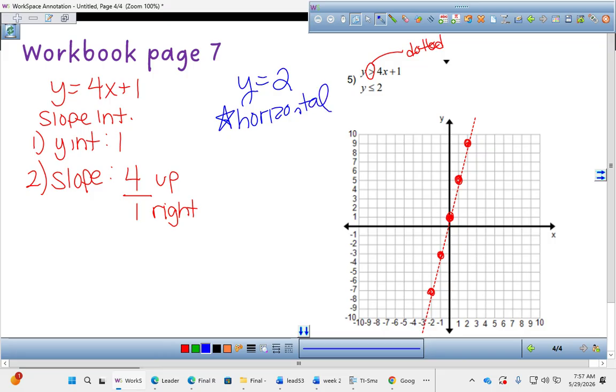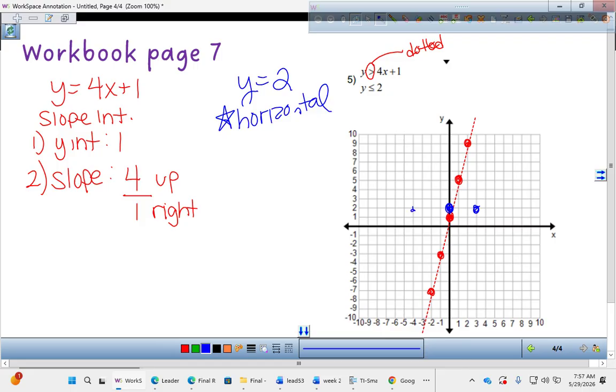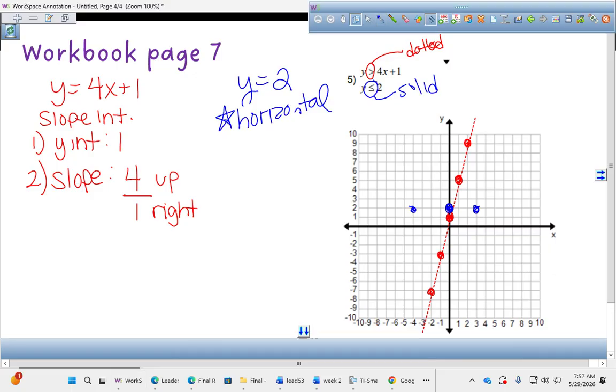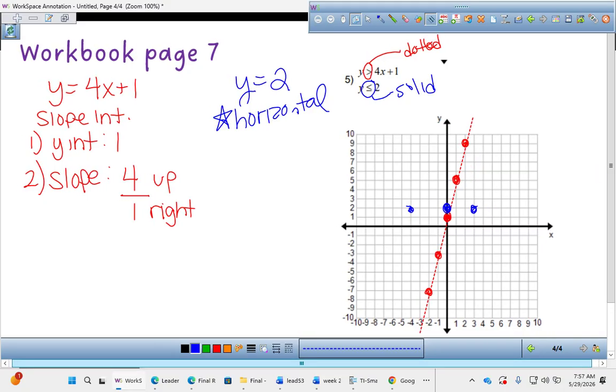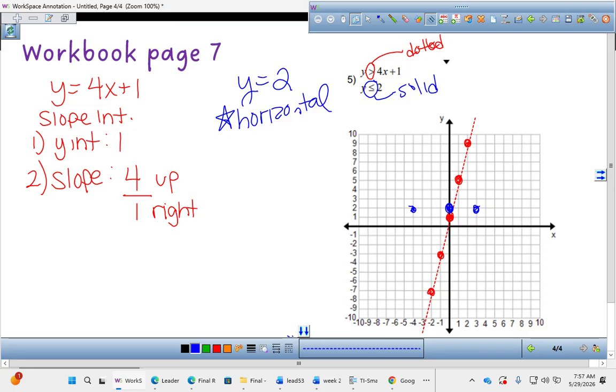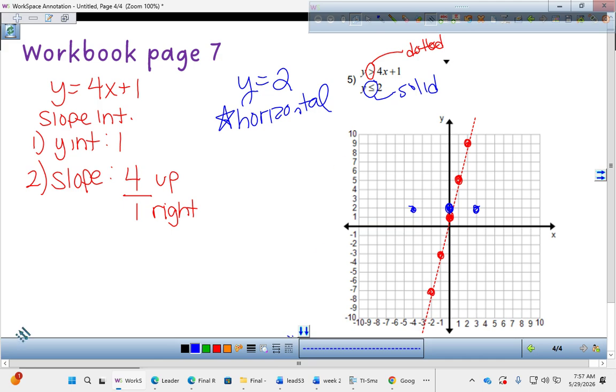So I've got to make a point at y equals 2, and then I'm going to connect it horizontally. Before I connect it, you can maybe throw some points next to it to help you with your ruler. I just have to pay attention to solid versus dotted. This one has an equal to sign, so it's going to be solid. What this is going to do is create 4 regions of the graph.